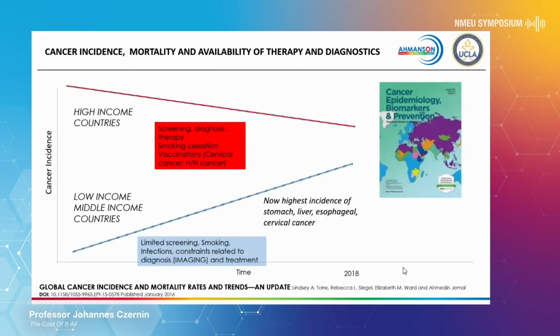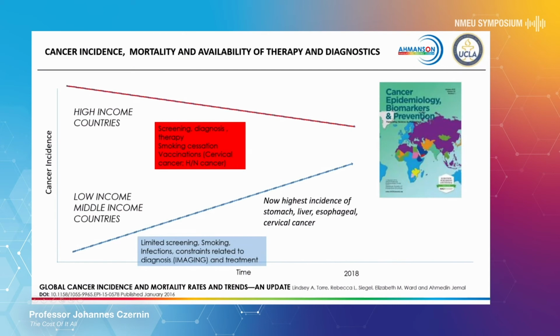Here, a quick look at the worldwide cancer mortality trends between high versus low and middle income countries. Cancer incidence is decreasing in high income countries, but increasing in low and middle income countries. And the reasons are clear.